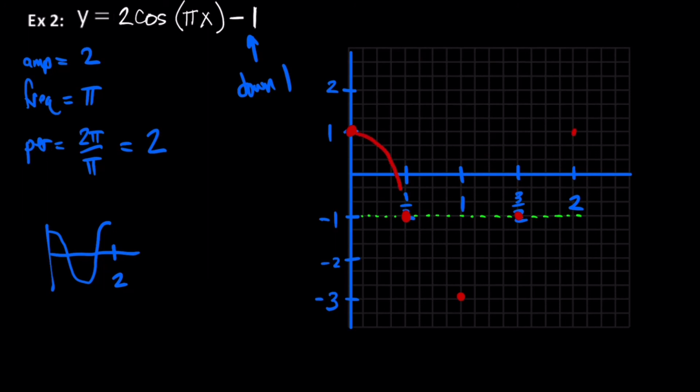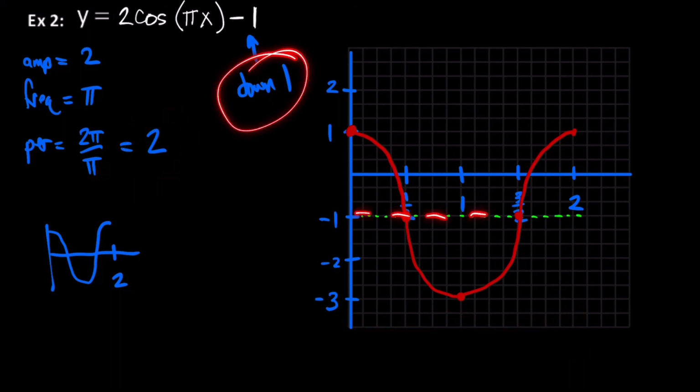Concave down for this section, concave up from 1/2 to 3/2, and then concave down again to finish it up. So there's a graph. It's got an amplitude of 2, right? This is 2. Here's my amp. The period is also 2, and it's been shifted down 1.